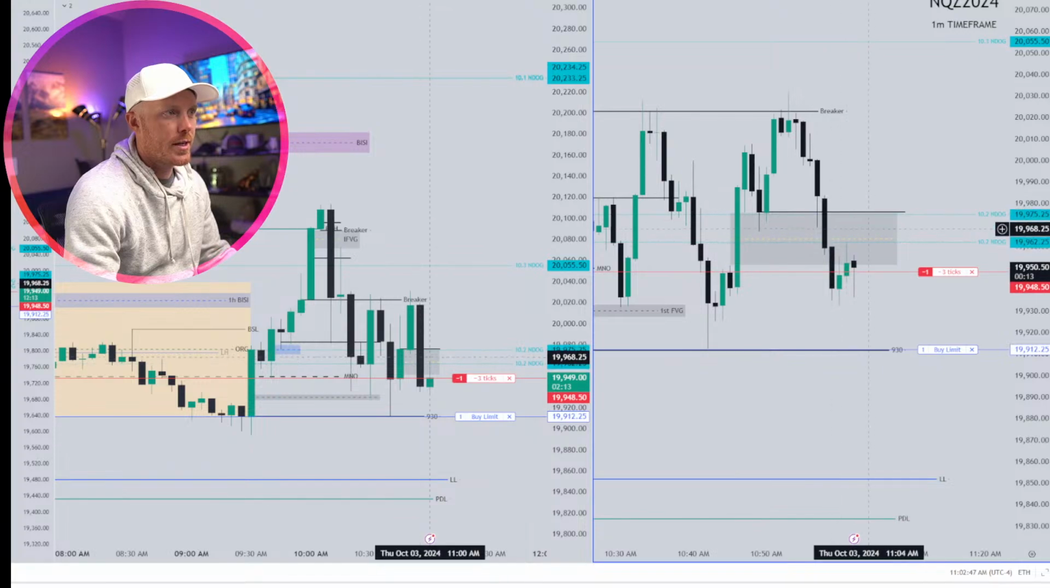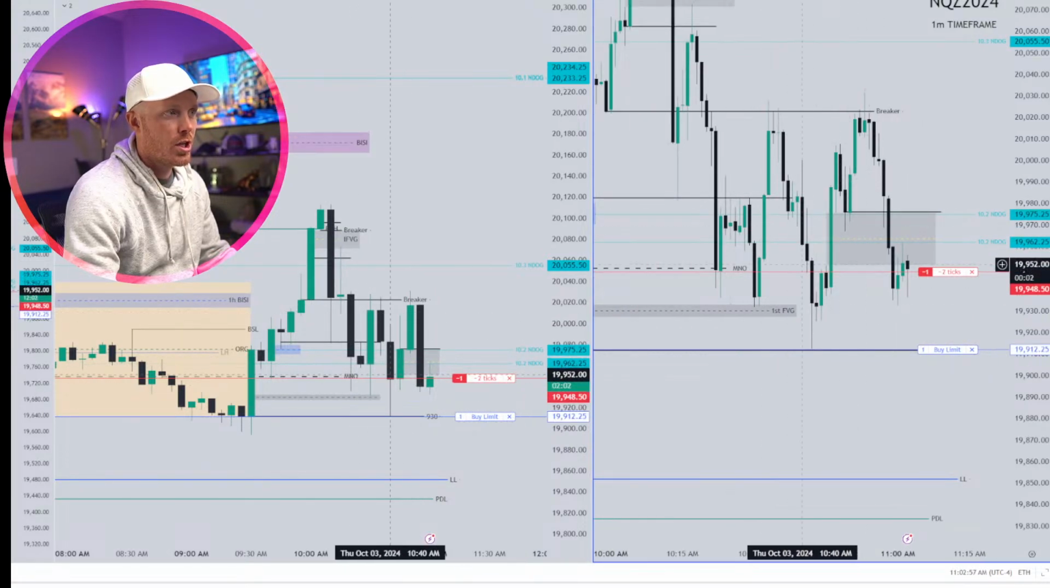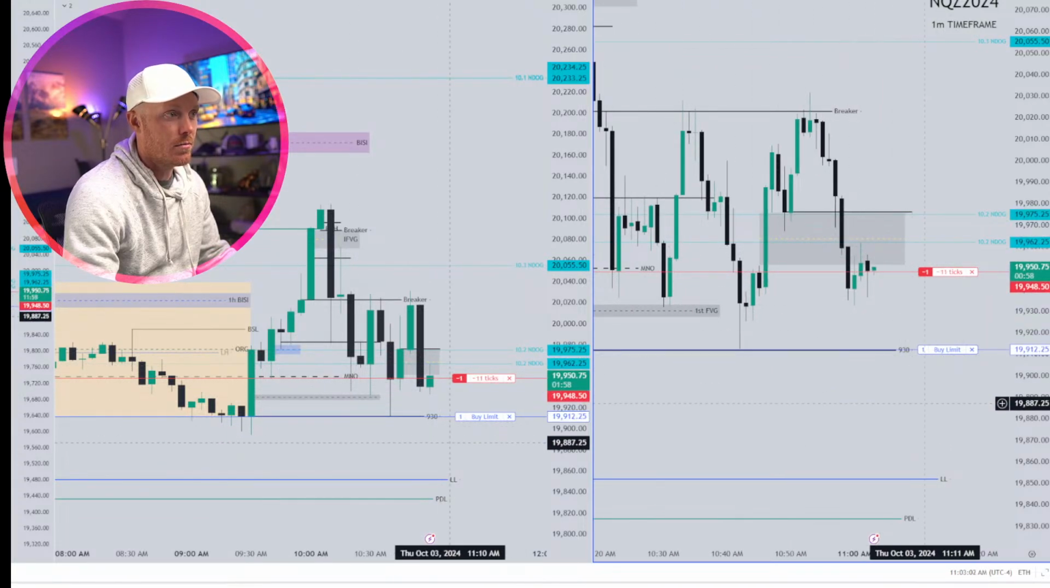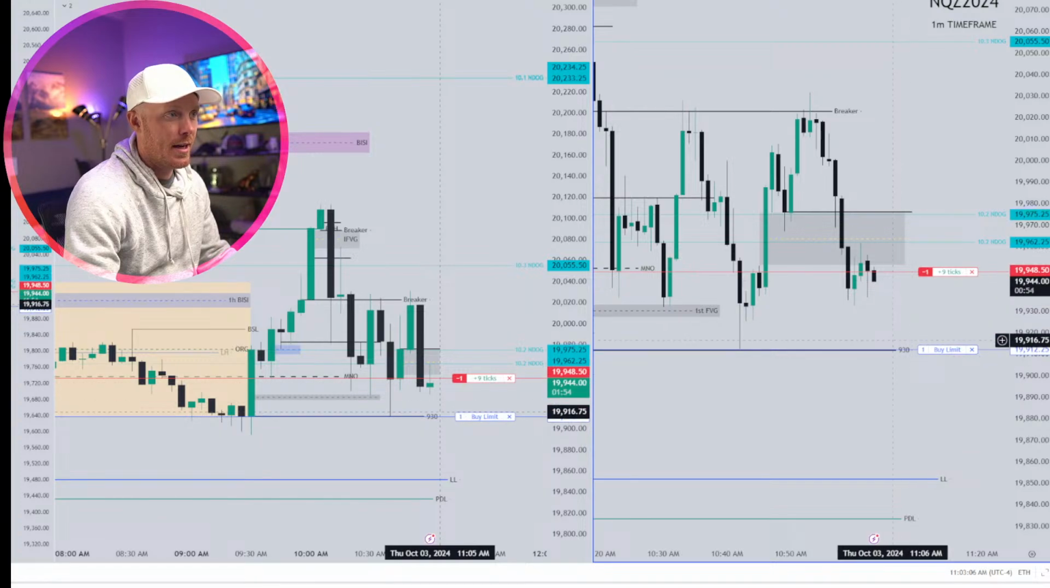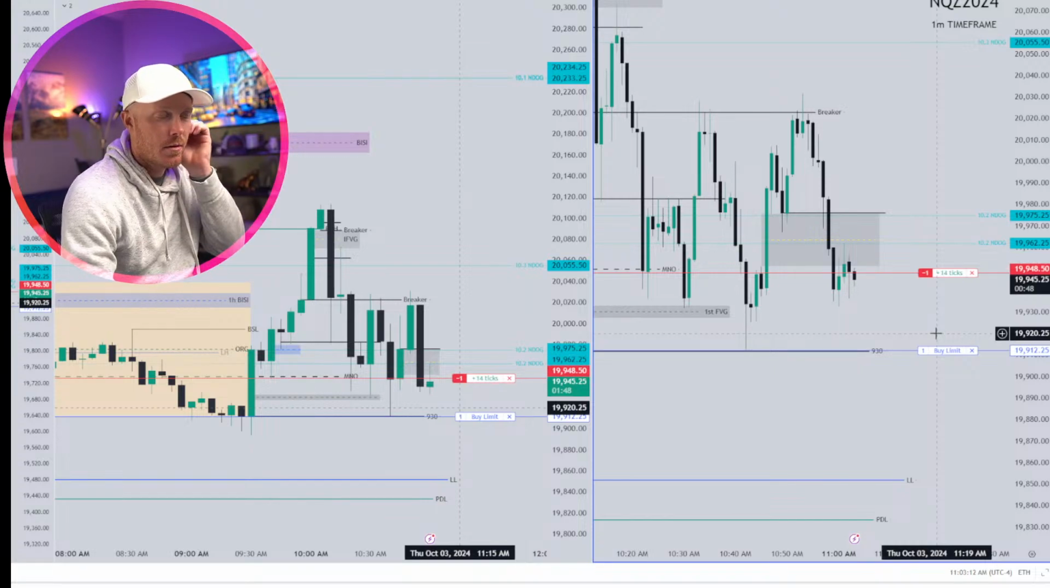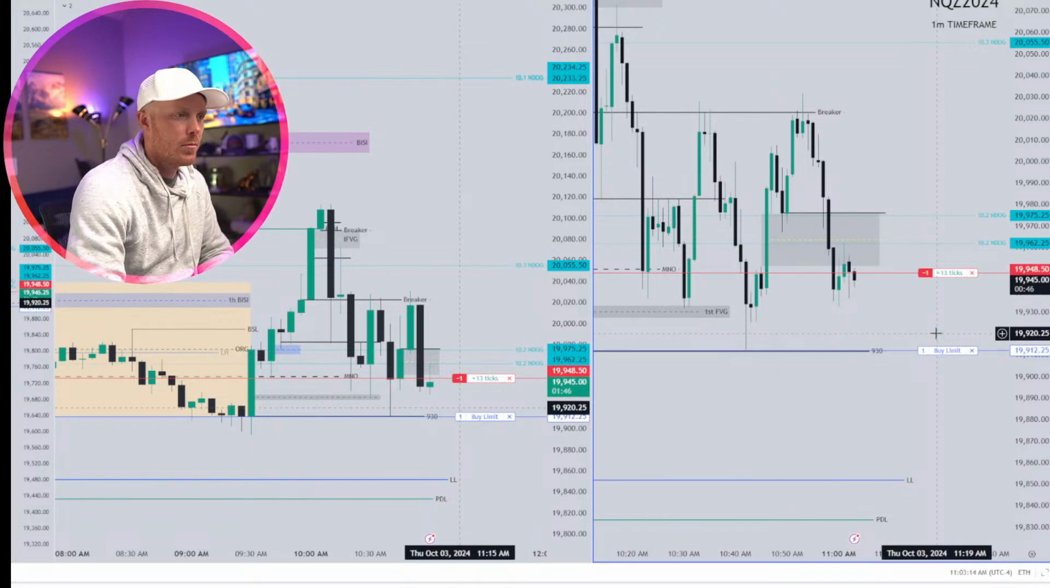We could retrace higher into here, but it's 10 o'clock. We're still on the macro time. I still think we could run this low. We could consolidate more. I just don't know when the time is for it to hit this level. So I'm taking a stab that it's going to be now, based on time. It's 10 o'clock. This is the time price wants to run. Or it's 11 o'clock.